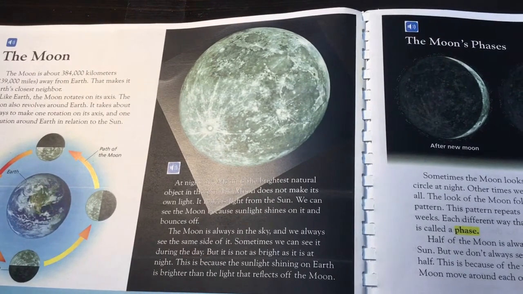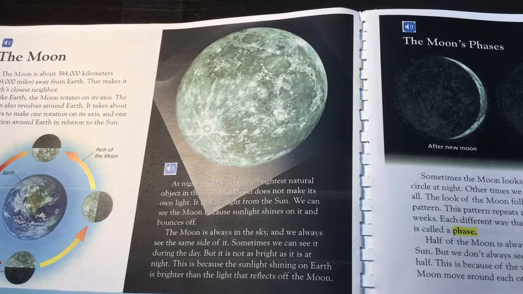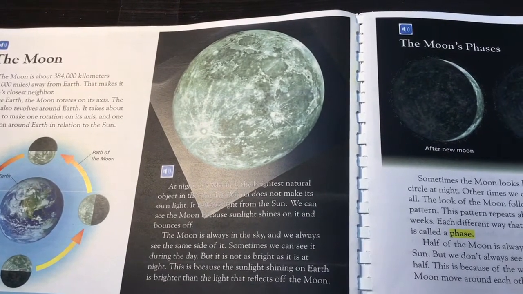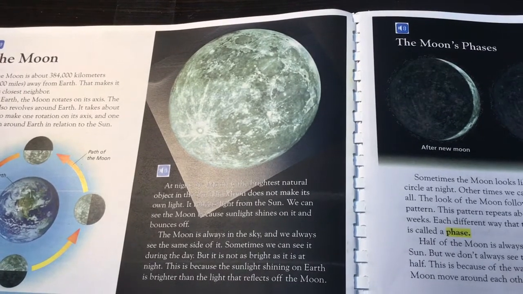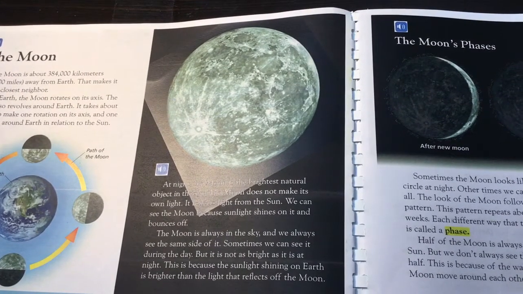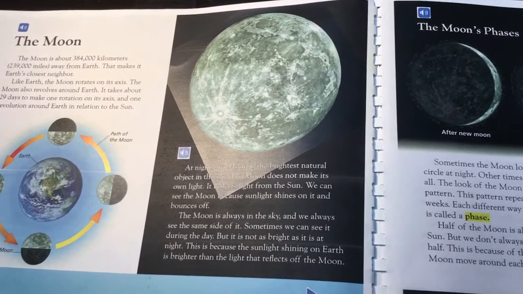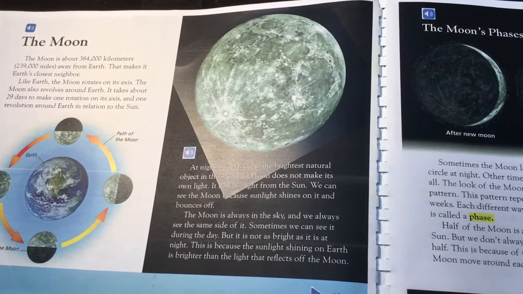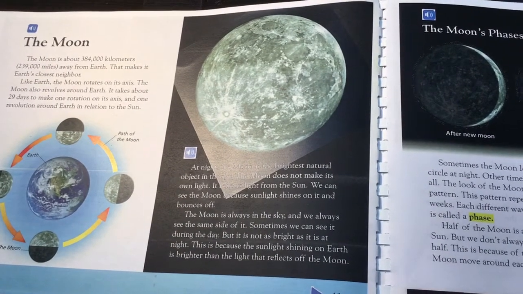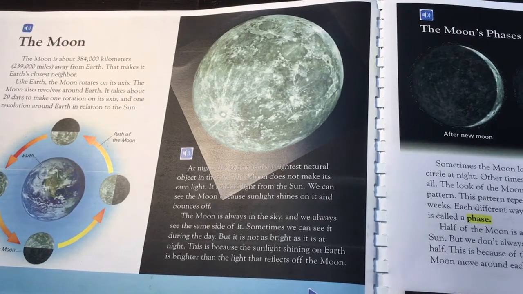Like Earth, the moon rotates on its axis. The moon also revolves around Earth. It takes about 29 days to make one rotation on its axis, and one revolution around Earth in relation to the sun. At night, the moon is the brightest natural object in the sky.